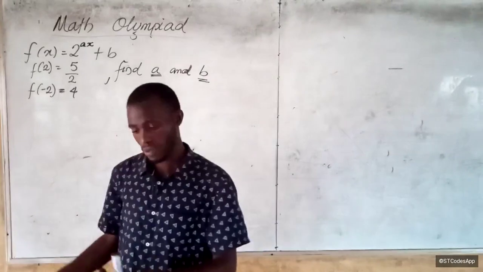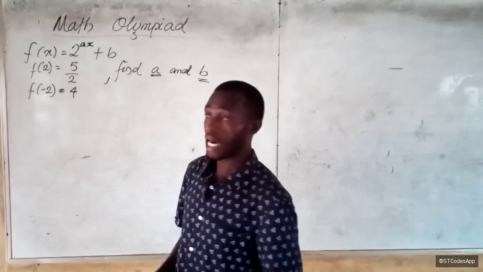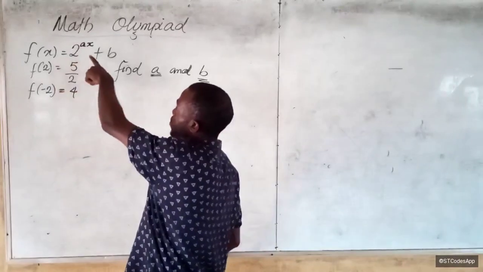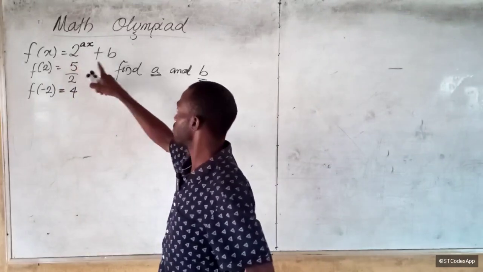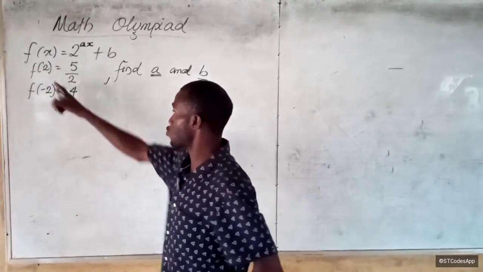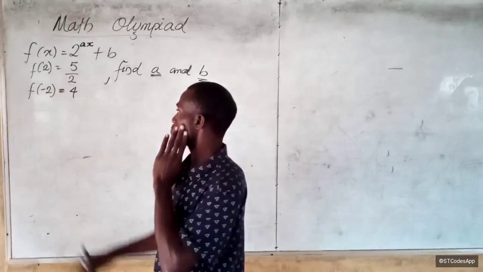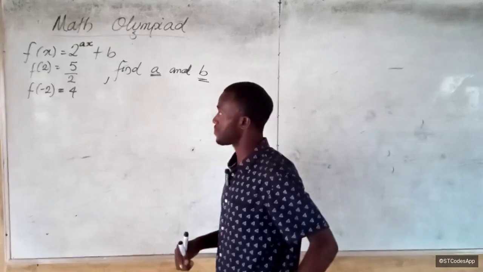In this video, we are going to be solving this math Olympiad question. It says f of x is equal to 2 raised to the power of ax plus b. So notice ax is a power here and b is a base. So f of 2 is given to be 5 over 2 and f of minus 2 is given to be 4. So we should find a and b.